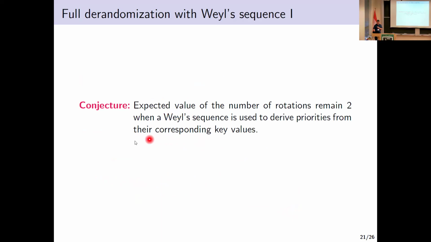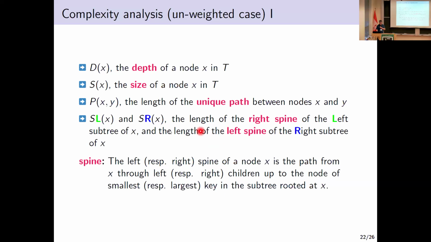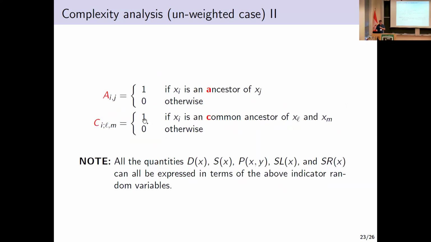Okay, maybe a conjecture: the expected value of the number of rotations remains 2 when a Weyl sequence is used to derive the priorities from the value corresponding to the key, okay? That's why I started to try to do the proof, but again, unsuccessful. I need to match this with equidistributed sequences, and I just had no time. And that's it. If you have any questions, I can go back to a slide. So hopefully you can get out for lunch, and thank you.